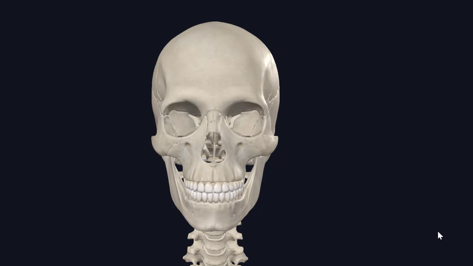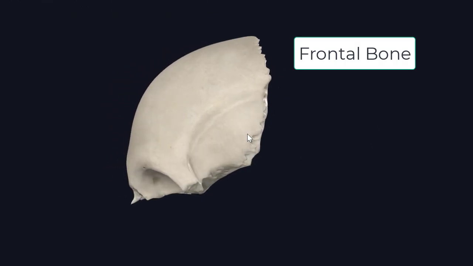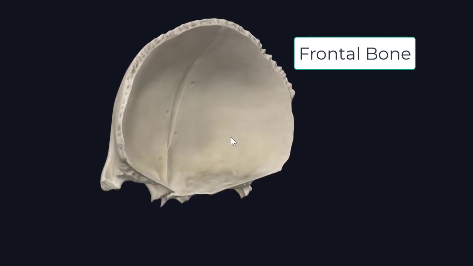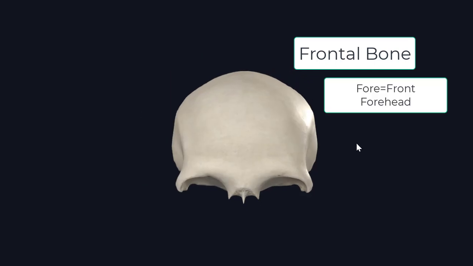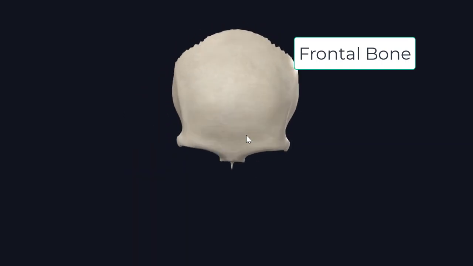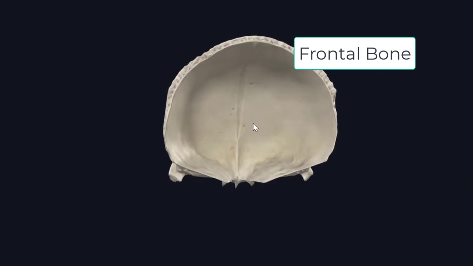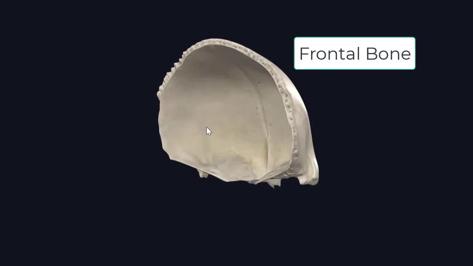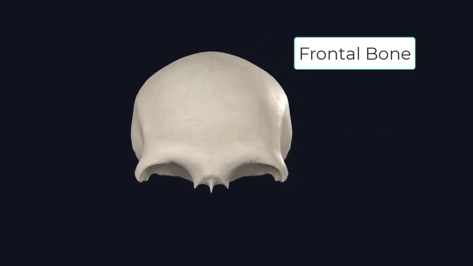Now, let's discuss each bone separately. So, here is the first bone, which we call the frontal bone. We know that frontal means the front part, and basically it creates the forehead. Fore means front and head is head. That's an anterior view, a superior view, inferior view, left lateral, and here you have the posterior view, which we can also call the internal view. So that's the frontal bone.